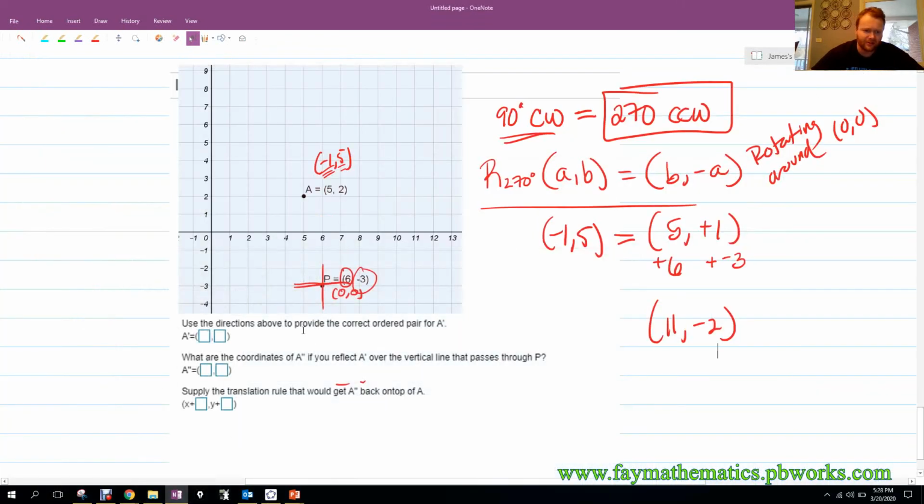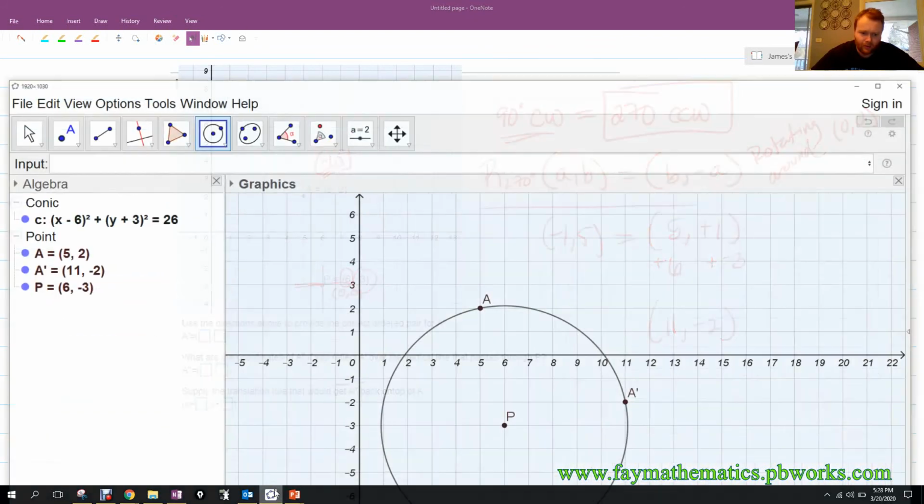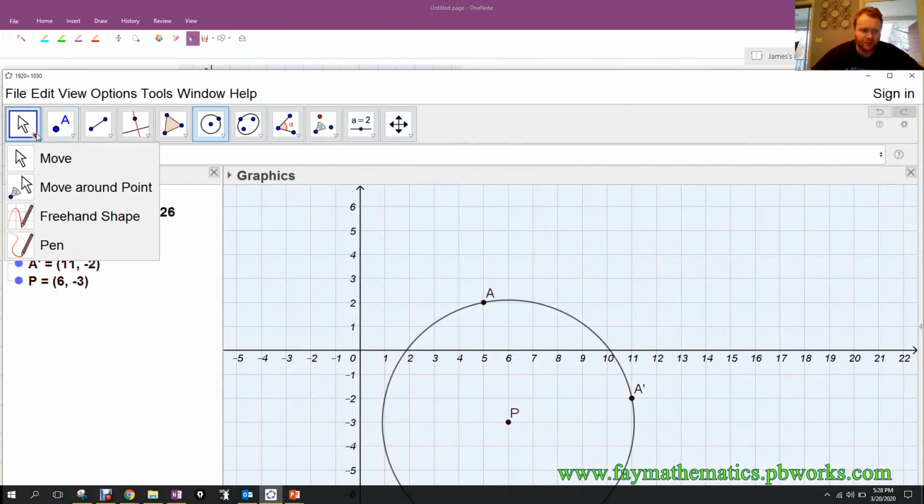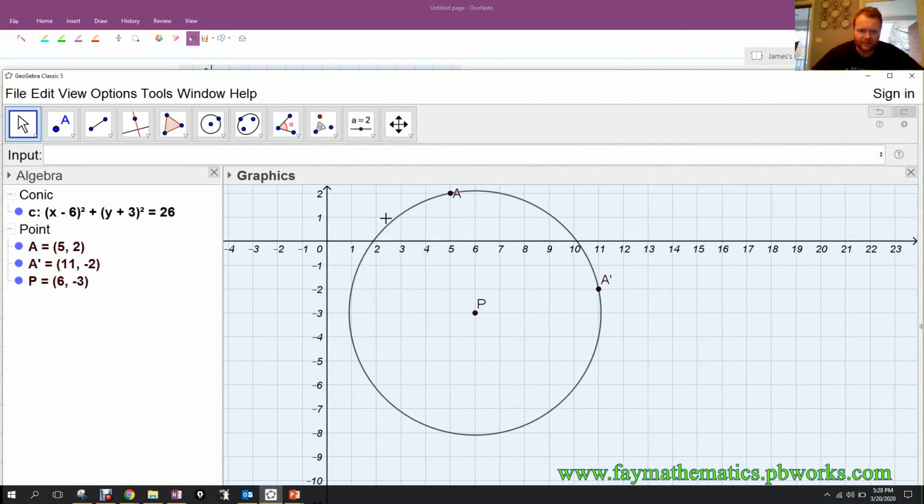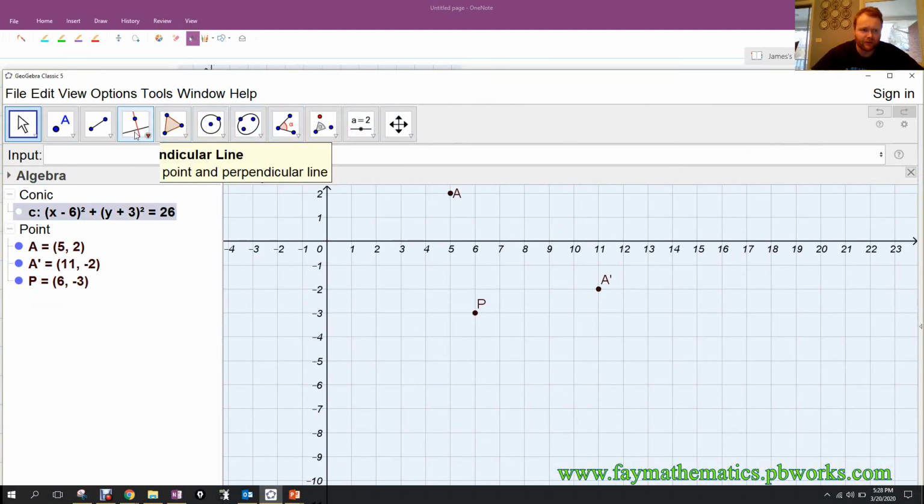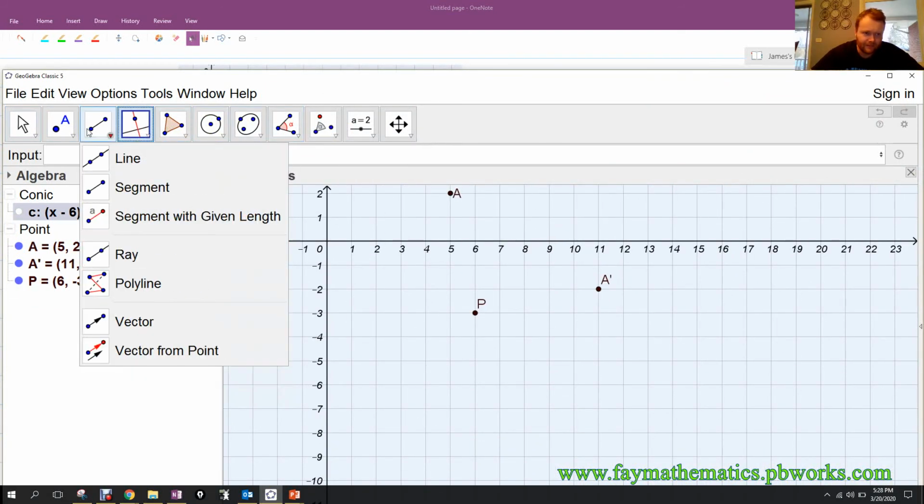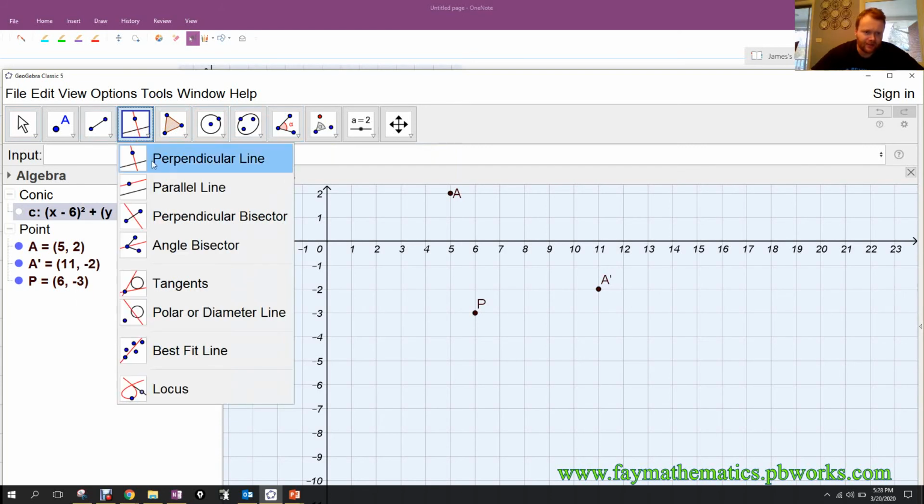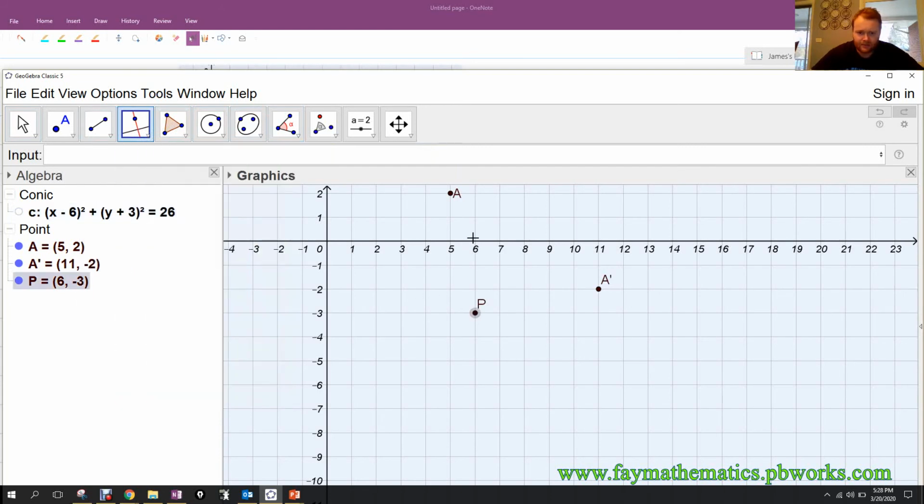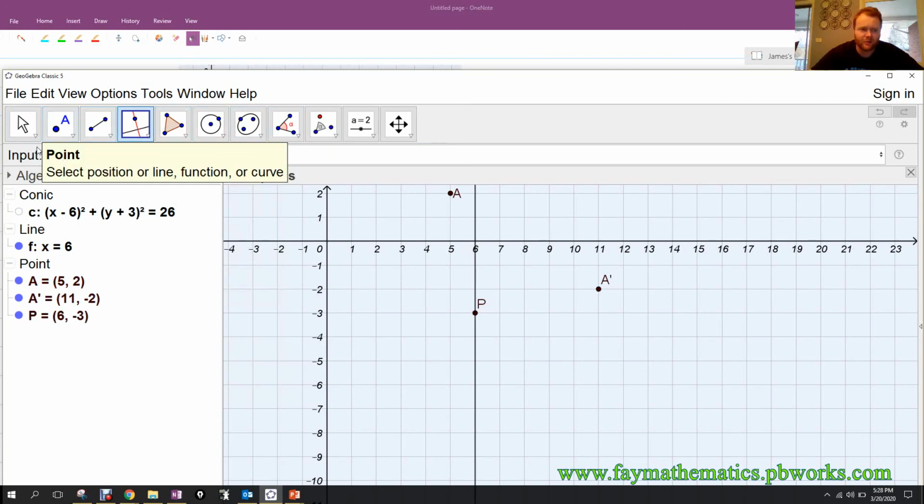The next thing it wants to do is, so what are the coordinates of A double prime if we reflect A over the vertical line that passes through P? Well, okay, if I've got a vertical line that passes through P, so let's get rid of this circle real quick. Let's put a vertical line that passes through P. So there's the vertical line that passes through P.